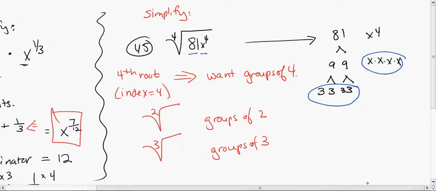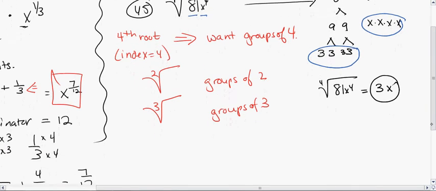So I'm going to now rewrite this. Bring my problem down. So the 4th root of 81x to the 4th is going to become 3x. And that's my answer. There's another way to think about this problem, and that would be to rewrite the root as something with exponents, a fractional exponent. So I'd like to show you that way as well. Either way is going to work with this.